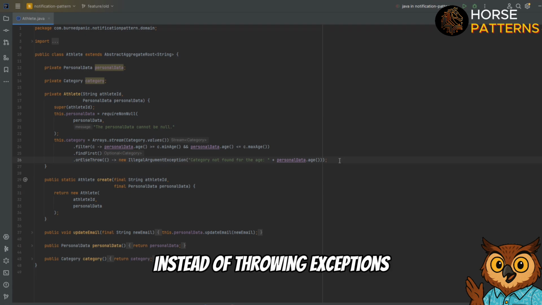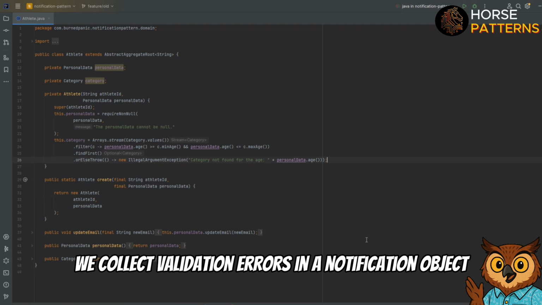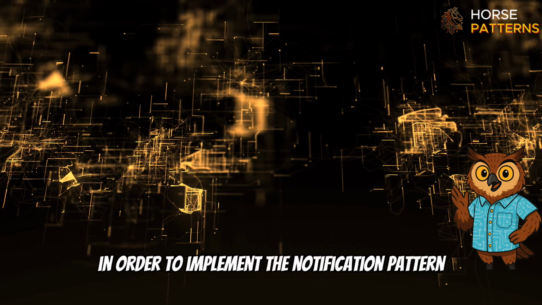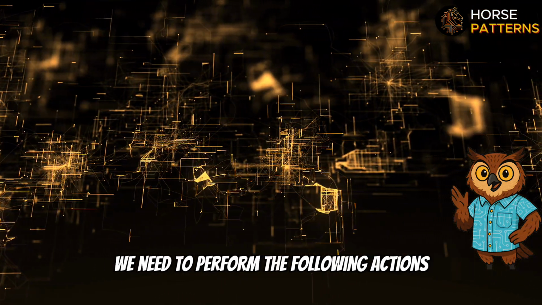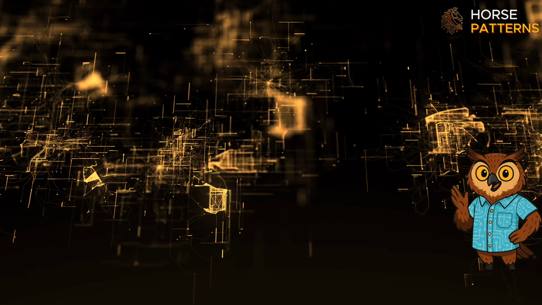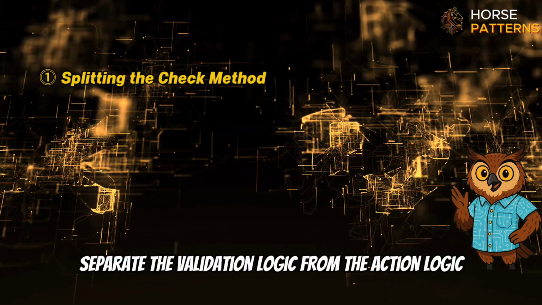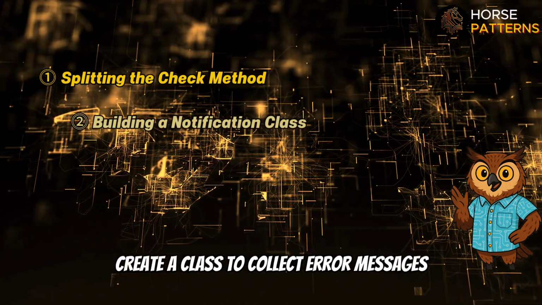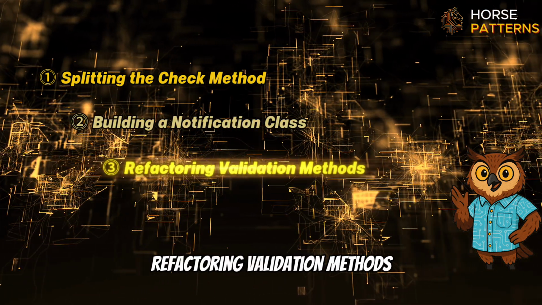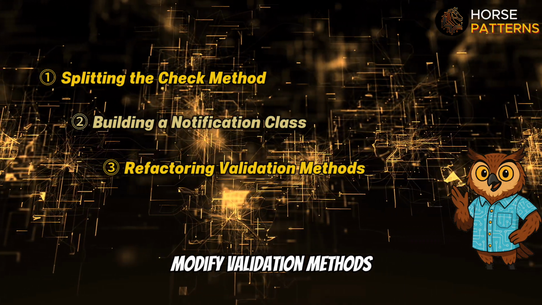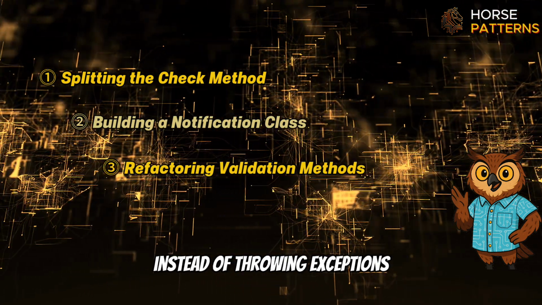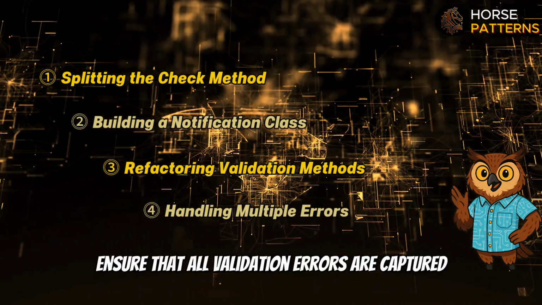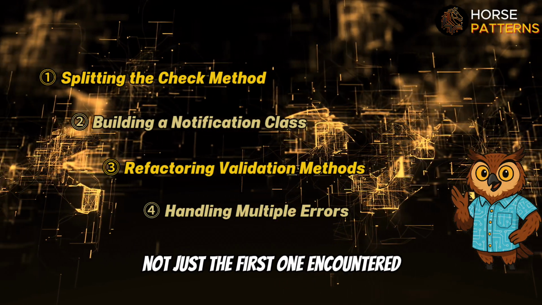Instead of throwing exceptions, we collect validation errors in a notification object, allowing us to gather all issues before taking action. In order to implement the notification pattern, we need to perform the following actions. Splitting the check method, separate the validation logic from the action logic. Building a notification class, create a class to collect error messages. Refactoring validation methods. Modify validation methods to add errors to the notification instead of throwing exceptions. Handling multiple errors. Ensure that all validation errors are captured, not just the first one encountered.